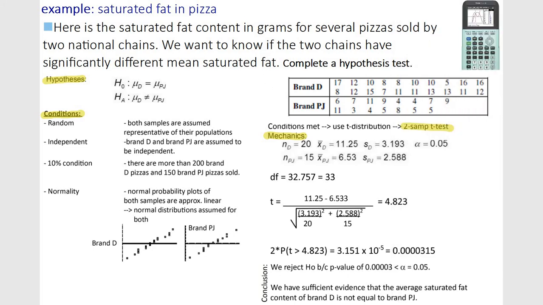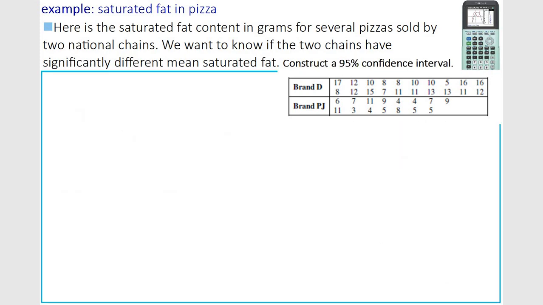All right, so then after that, we make our conclusion based on our p-value. Well, that's really small. That's lower than most alpha levels. So we have sufficient evidence that the average saturated fat content of brand D is not equal to PJ. So there's a difference between the two. Now let's construct a 95% confidence interval. All right, so take a second, see if you can figure it out, and then I'll go through it.